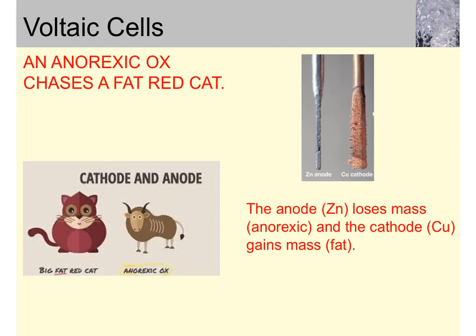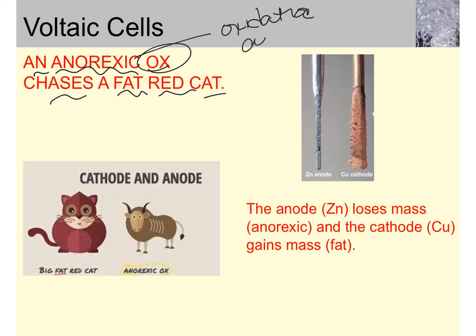So here's an expansion. I talked to you before about an ox chases a red cat. Well, if you want to remember which one picks up mass and which one loses mass, this may help you. An anorexic ox chases a fat red cat. What am I talking about? All right. What I'm talking about is oxidation occurs at the anode, and the anode loses mass. It's anorexic.